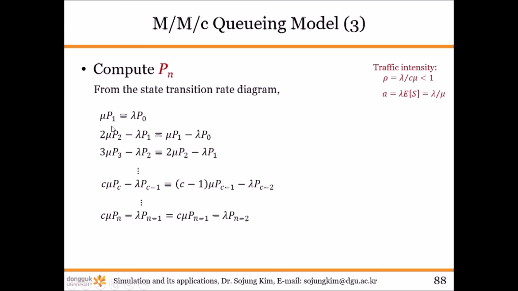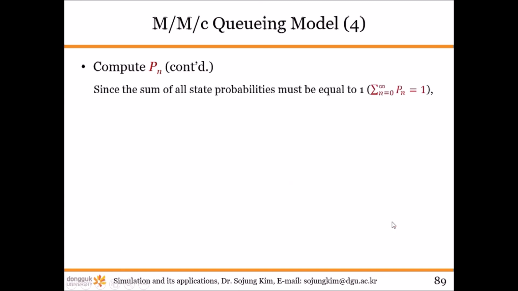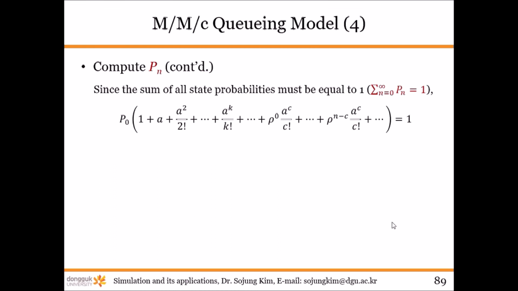So input rate and output rate should be the same, right? Same thing for each state, so that you will get the state probability for each state. Then change the form as a function of p0, so that you can rewrite this equation to get the value of p0 as well as pn, right?